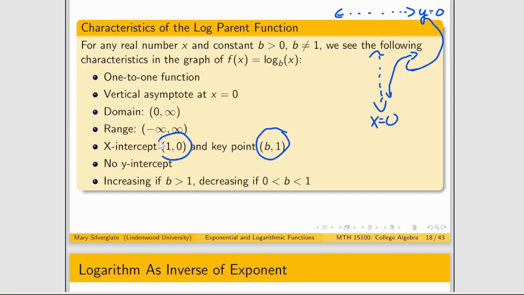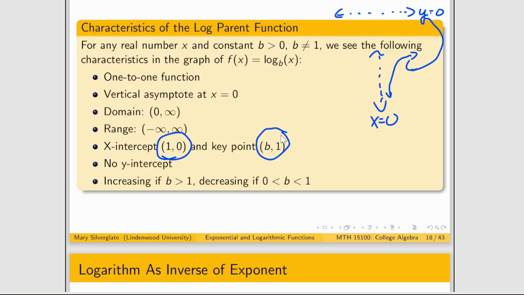And the fact that we have these two key points, 1, 0 and base, 1, ends up being super, super helpful. And again, that comes from the fact that this is an inverse exponent. So if 0, 1 exists on exponents, 1, 0 exists on logs.